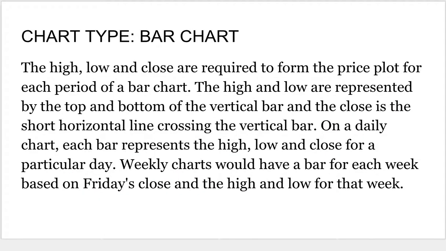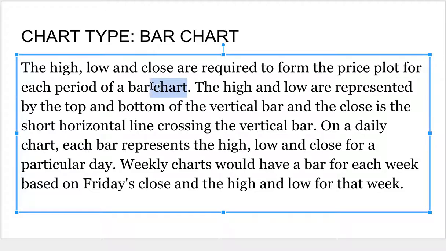There's also a bar chart. The bar chart is going to show you the high, low, and close. They're required to form the price plot for a bar chart, right? We're going to look at the bar chart in a moment. But the high and low are represented by the top and bottom of a vertical bar, and the close is a short horizontal line crossing the vertical bar.